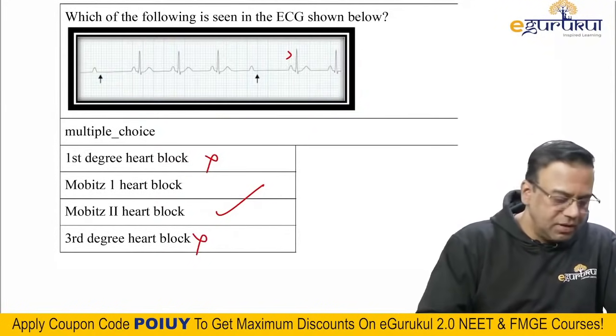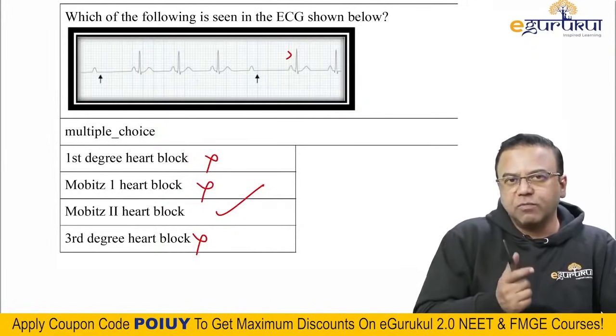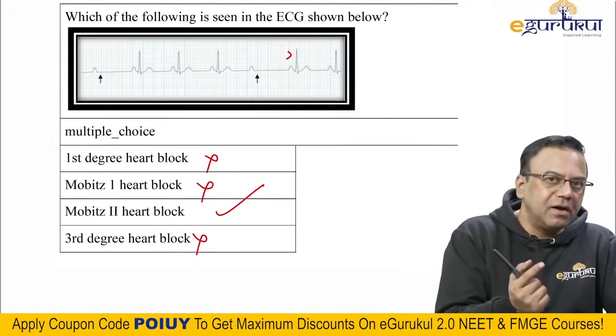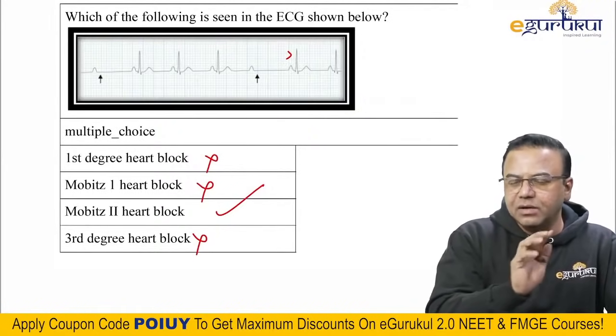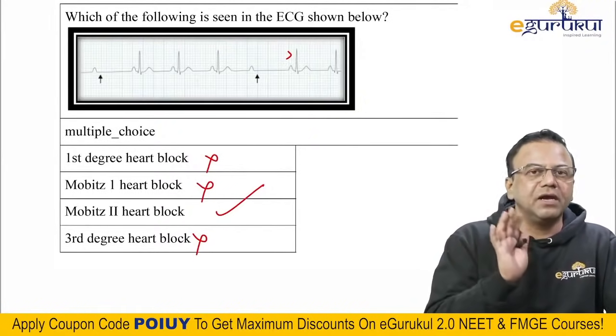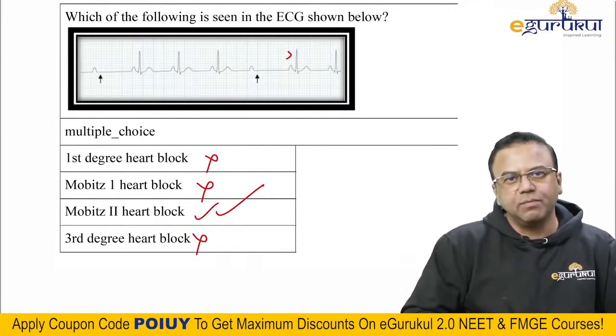That's not described. Why is it not Mobitz 1? It's not Mobitz 1 because you should have a progressive prolongation of PR. Then a P occurred and the QRS did not occur after that. That's Mobitz 1, also known as the Wenckebach phenomenon. That is not seen here. The PR interval is fixed, so this is not Mobitz 1. The answer is nothing but Mobitz type 2 heart block.